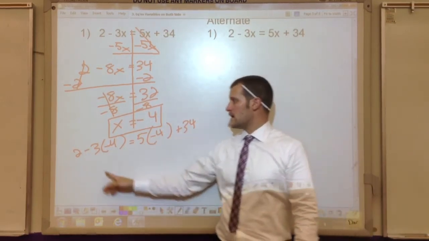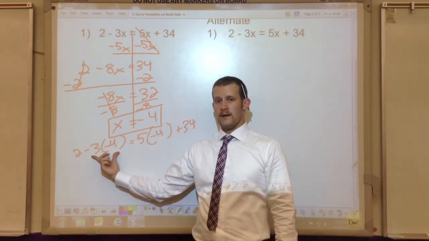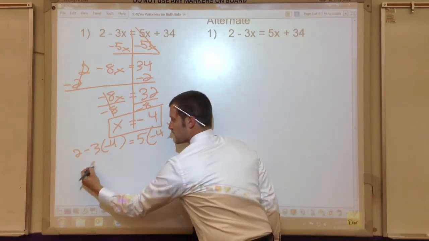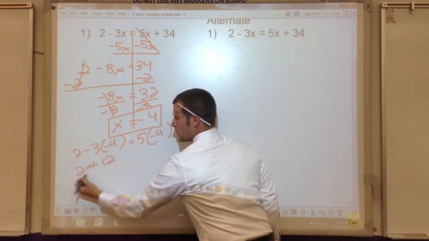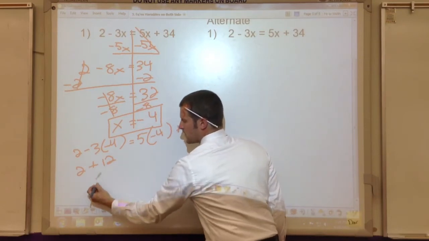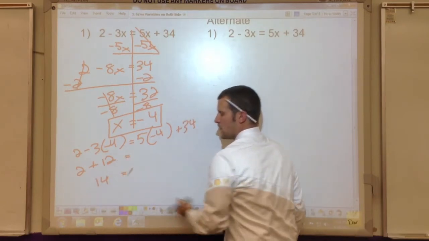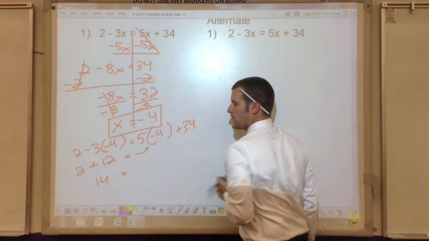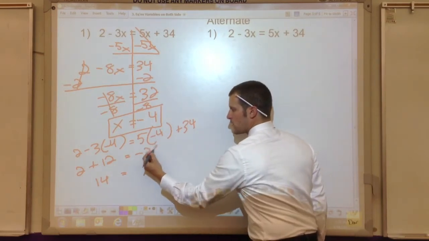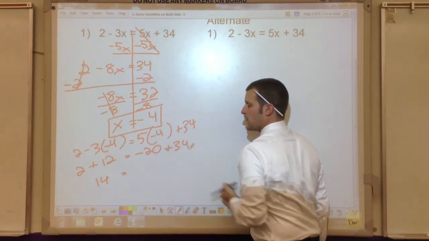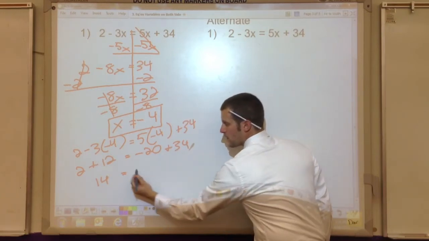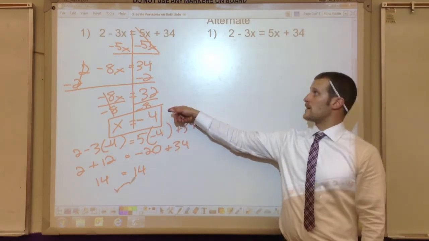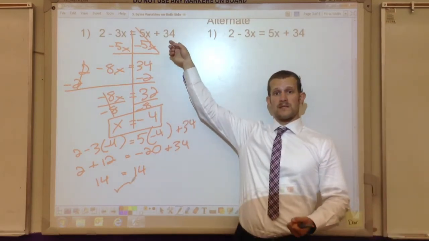So I'll follow PEMDAS. I have subtraction and I have multiplication. Multiplication comes first in PEMDAS. Negative 3 times negative 4 makes positive 12. So this side is 2 plus 12 makes 14. Now I'm going to worry about the other side. Positive times negative is negative. 5 times 4 is 20. Plus 34. Negative 20 plus 34 is a positive 14, which checks out. Negative 4 must be our answer. And I know now I got 100% on this question.